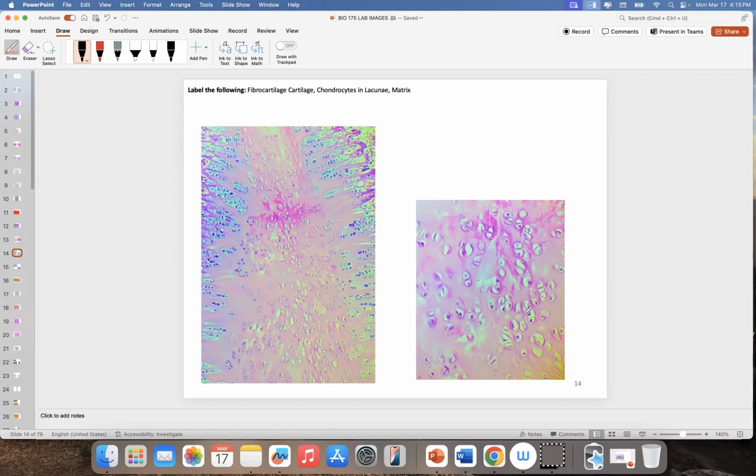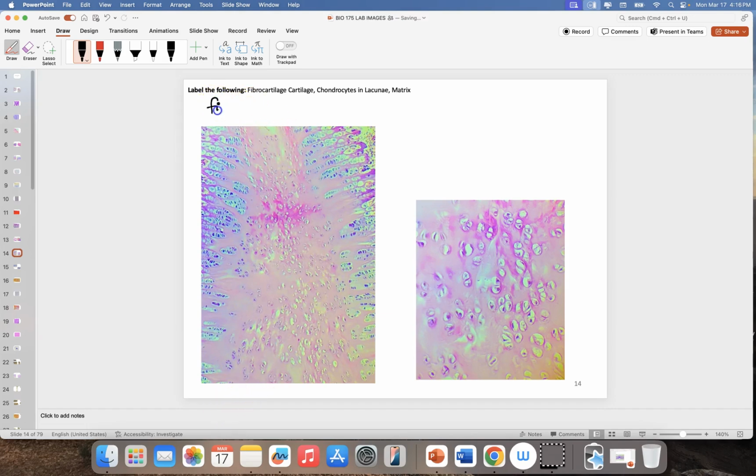We are looking now at fibrocartilage. One thing that our cartilages will all have in common is that they will all have those chondrocytes, because those are the cells of cartilage, and those chondrocytes will always be found in lacunae within the matrix of the tissue. However, we're going to go ahead and recognize some unique qualities of fibrocartilage that we didn't see in hyaline cartilage. That way we can tell the two apart. And then we'll do the same with elastic cartilage here in just a moment.